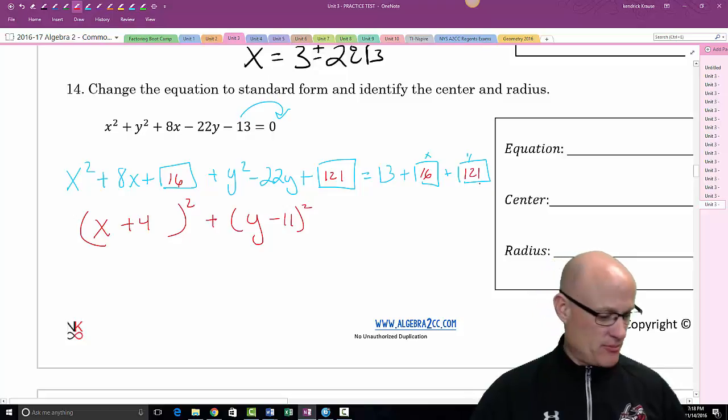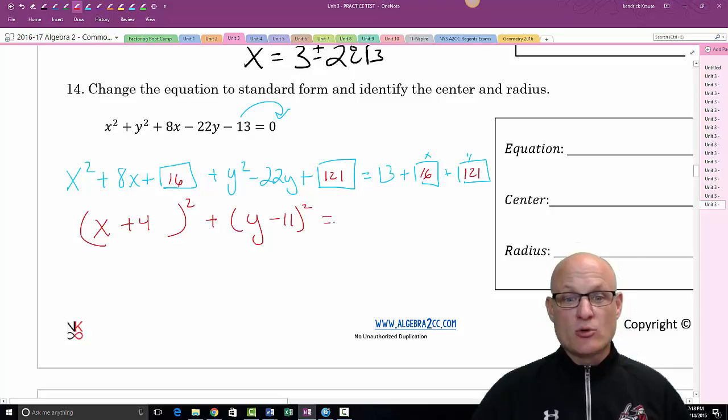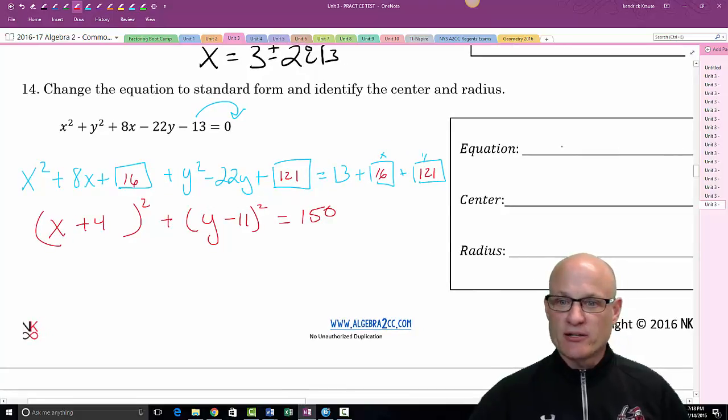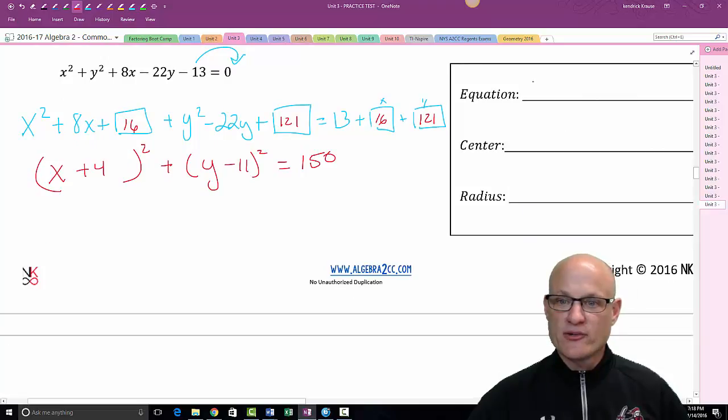I feel like I've done this problem. Oh, I know why. I just did it the other day. So 13 plus 16 plus 121 equals 150. There's the equation. Let's get that written down. I've written it in center radius form. x plus 4 squared plus y minus 11 squared equals 150.